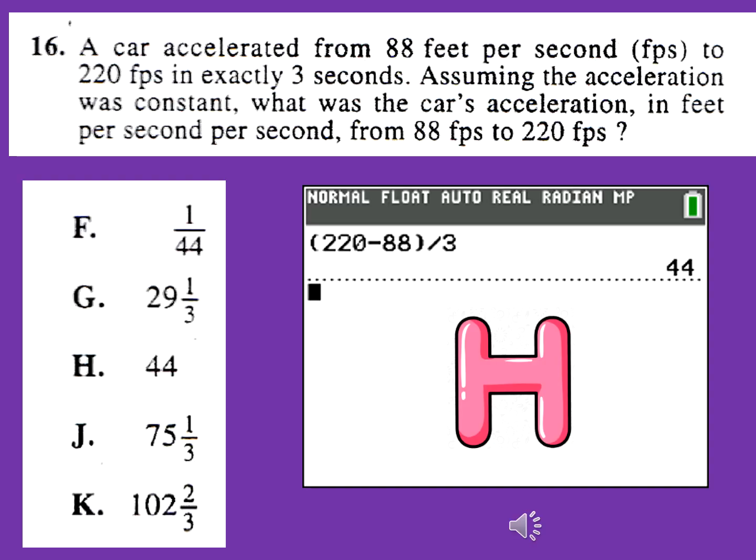So if you look at the calculator screenshot, what I did here is I subtracted 220 minus 88. I looked at the change in feet per second. And then I divided by 3 because it took 3 seconds to make that change. It tells us we're trying to find feet per second. That "per" means divide. So I took the change in feet per second and divided by the seconds. We get 44, which is H.